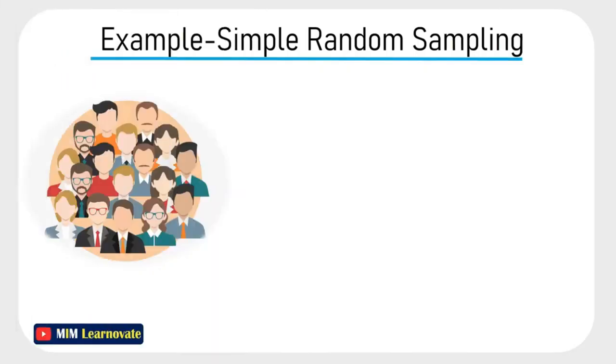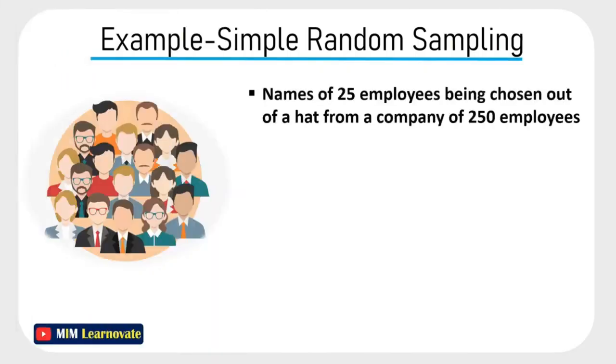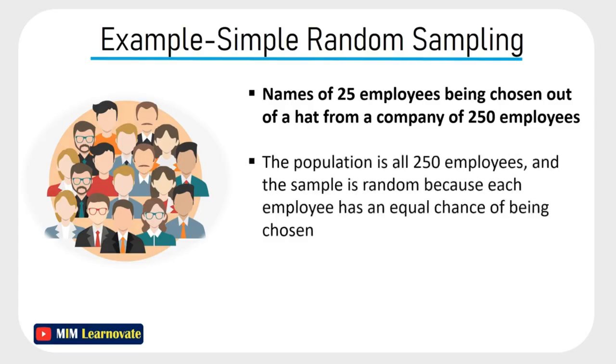An example of a simple random sample would be the names of 25 employees being chosen out of a hat from a company of 250 employees. In this case, the population is all 250 employees and the sample is random because each employee has an equal chance of being chosen.